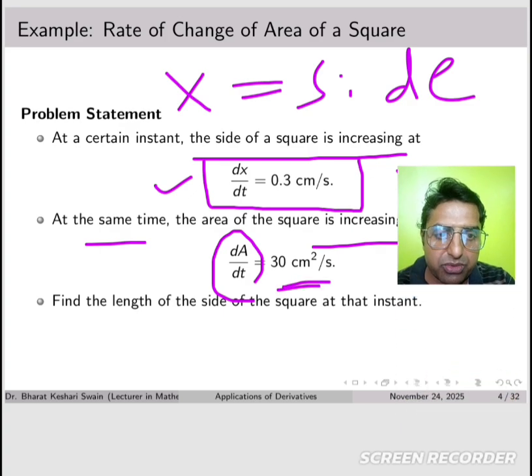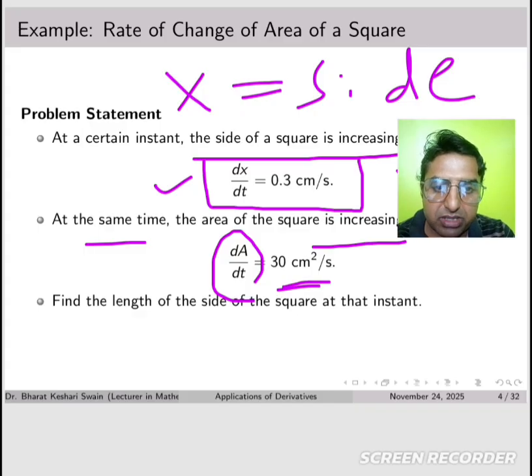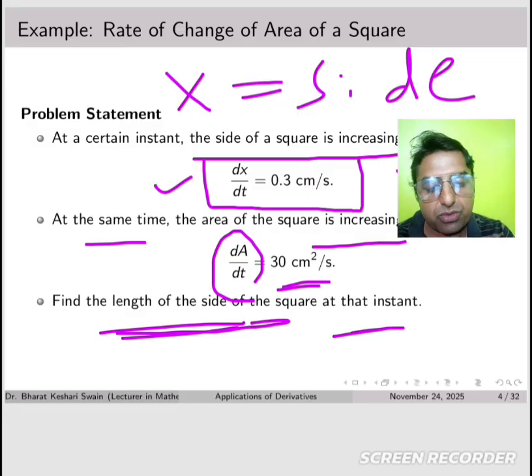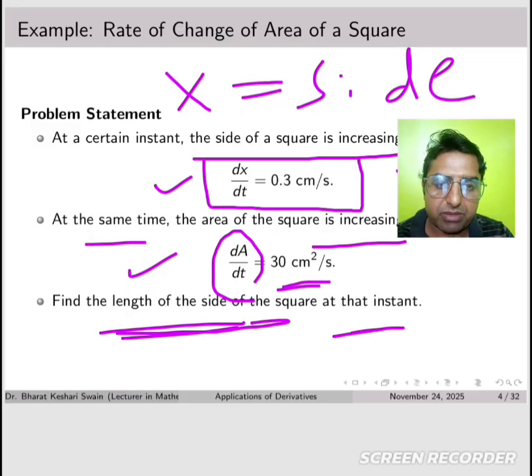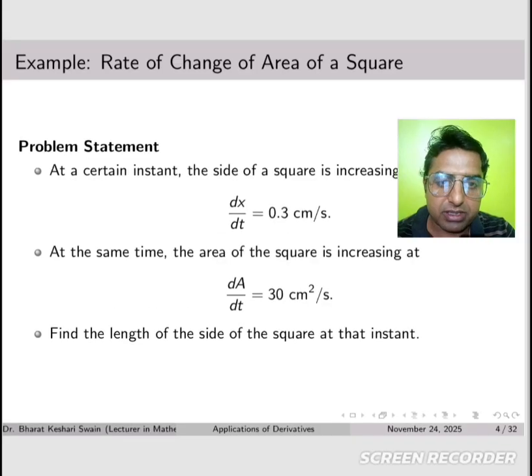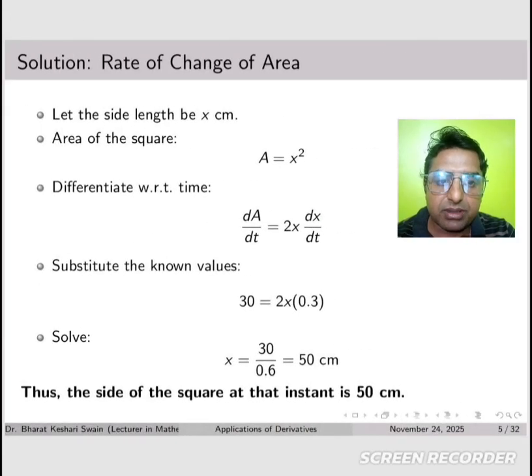So what is your question? The question is: find the length of the side of the square at that instant. So we have to find the length of the side. This is the statement of the problem. Okay, so now we come to the next page. This is the solution.